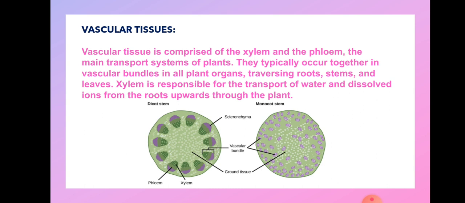They typically occur together in vascular bundles in all plant organs, including roots, stems, and leaves. Xylem is responsible for the transport of water and dissolved ions from the roots upwards through the plant. Isn't it? So we know that roots can absorb water from the soil and send it to other parts of the plant. The leaves and other green parts prepare food and supply it to all the parts of the plant.